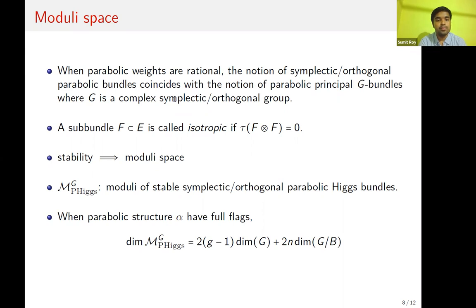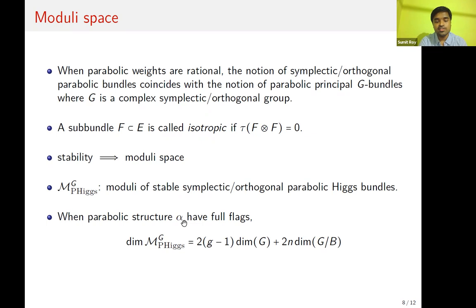Okay. And a subbundle is called isotropic if tau, the bilinear form, vanishes on F. So, the stability condition, in which we need to consider the isotropic subbundles here, induces a moduli space of symplectic or orthogonal parabolic G bundles. So let this denote the moduli space of stable symplectic or orthogonal parabolic G bundles. So G is a symplectic or orthogonal group.